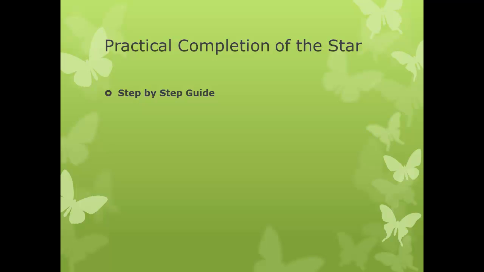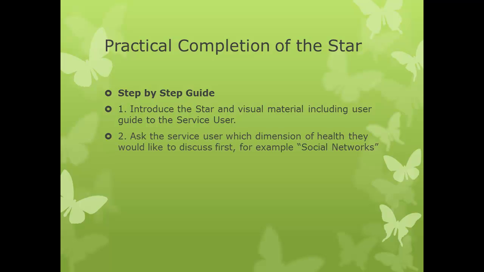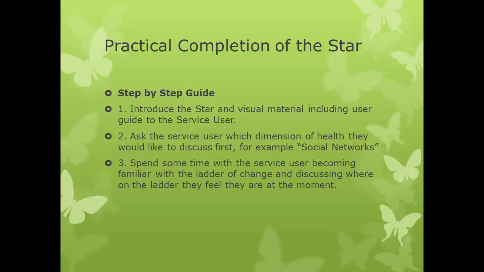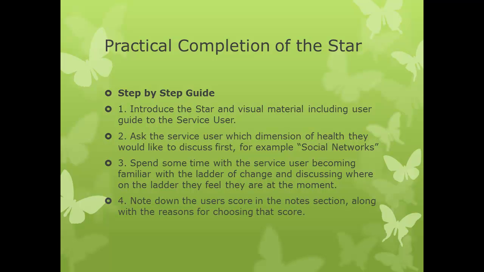So this is a practical completion of the star, a little step-by-step guide. First of all, you want to introduce the star and the visual material, including the user guide, to the service user, patient. Ask the service user which dimension of health they would like to discuss first, for example, social networks. Spend some time with the service user, becoming familiar with the ladder of change and discussing where on that ladder they feel they are at the moment. Note down the user's score in the notes section, along with the reasons for choosing that score.